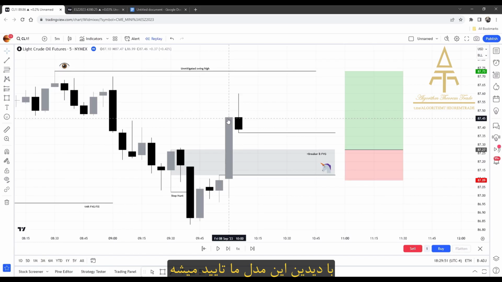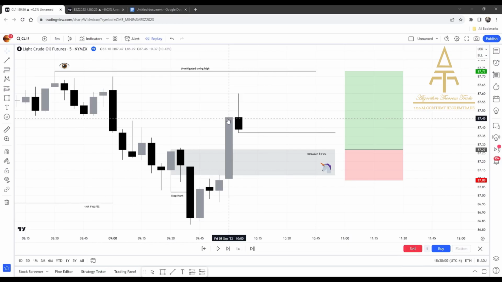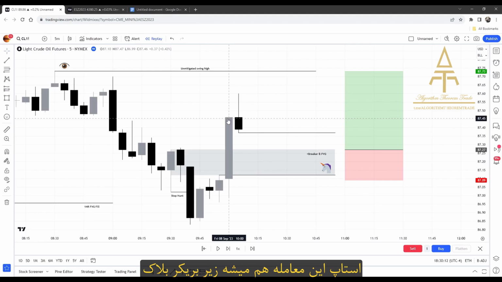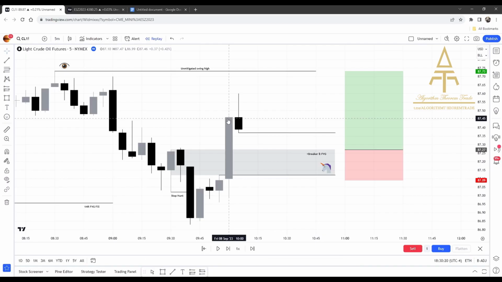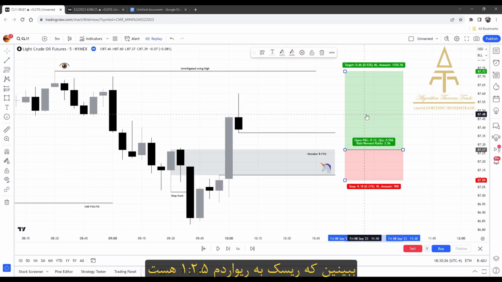Seeing that our model is confirmed with an unmitigated draw on liquidity, this is a position I would want to take. This is the first moment in time that I would be placing limit orders for a long at the beginning of the breaker block. Stop loss for the position would go below the breaker block. I would aim the position at our draw on liquidity. As shown by our position indicator tool, you can see that this position would provide a 2.5 RR return. Let's see how it plays out.